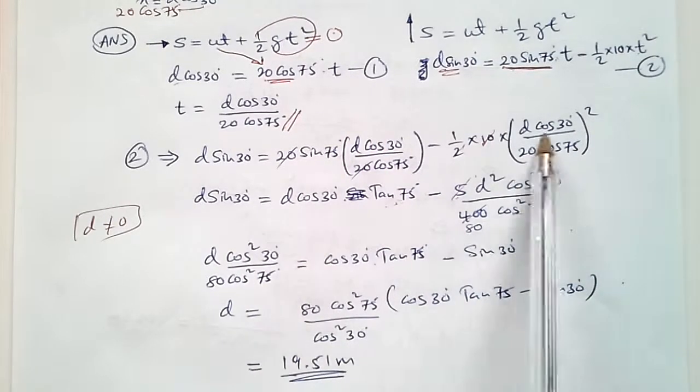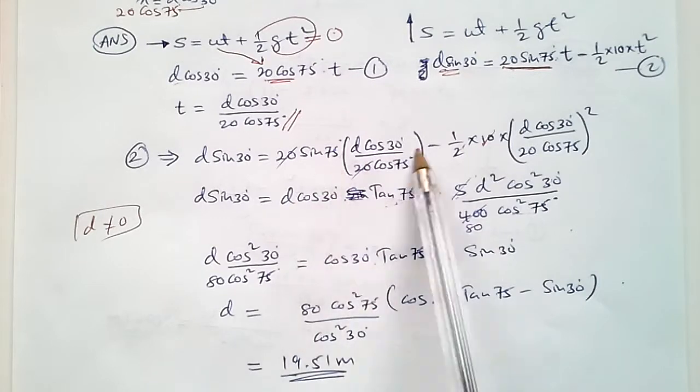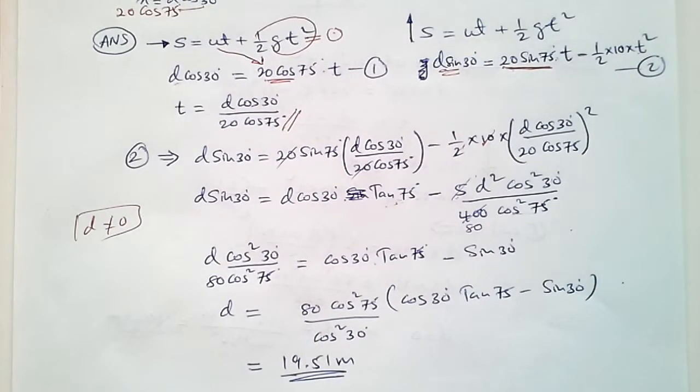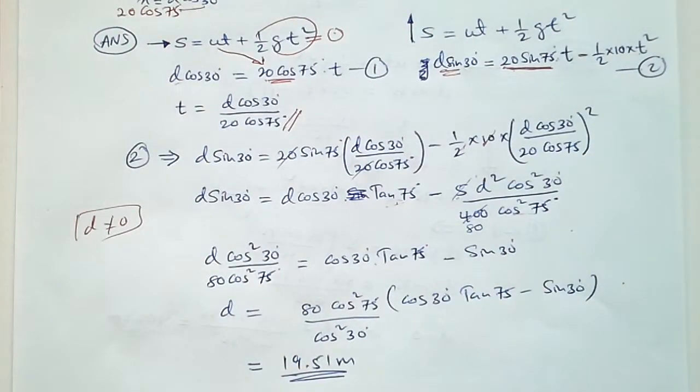From here the rest is just simplifying the equation. If you simplify, you will get d equal to 80 cos squared 75 over cos squared 30, into cos 30 tan 75 minus sin 30. If you substitute all the values, you will get d very close to 19.91 meters. I hope you got the idea.